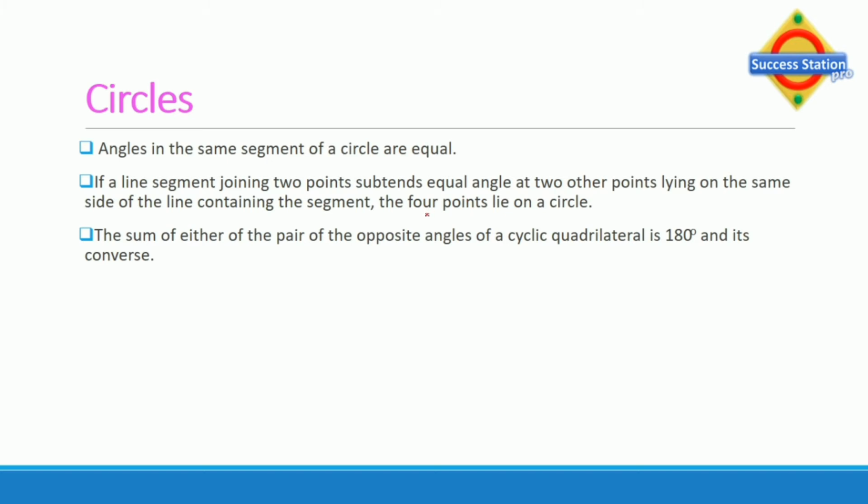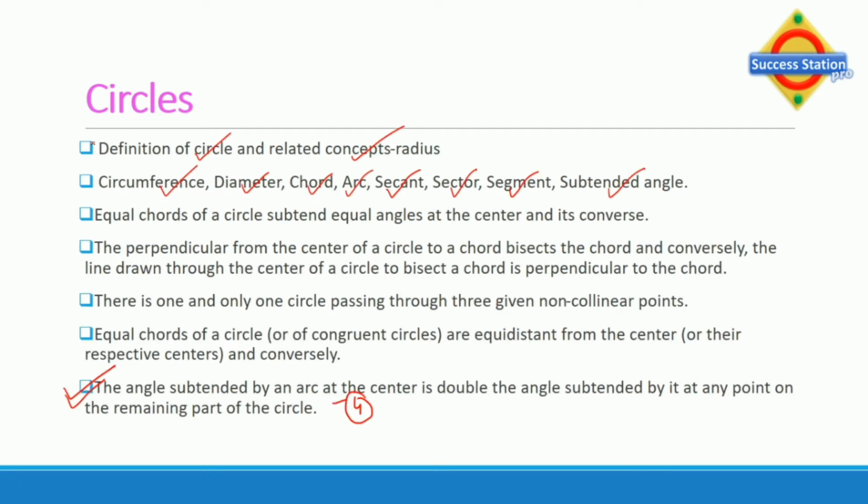And angles in the same segment are equal, okay. And if a line segment joining 2 points subtends equal angles at any 2 points lying on the same side, then the 4 points lie on the circle, or to prove that the 4 points are concyclic. This is also a theorem. And also the cyclic quadrilateral: the sum of opposite angles of a cyclic quadrilateral is 180, and its converse. So all these theorems we have to see, and we will see them one by one. But first, let's get back to the definition of circle and related concepts.